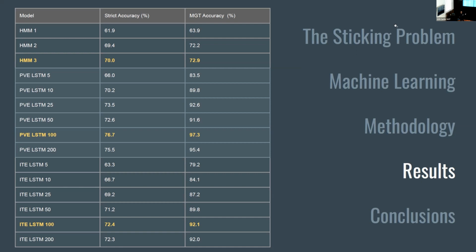So our third order hidden Markov models did pretty well, but our more computationally intensive long short-term memory networks were proving to be a little bit better at predicting good stickings. And we found that those of size about 100 hidden layers were doing particularly well. And in this case, our pitch vector encoding, that long one-hot encoded vector, seemed to be favorable over the shorter interval transition encoding, but at a much higher computational cost.